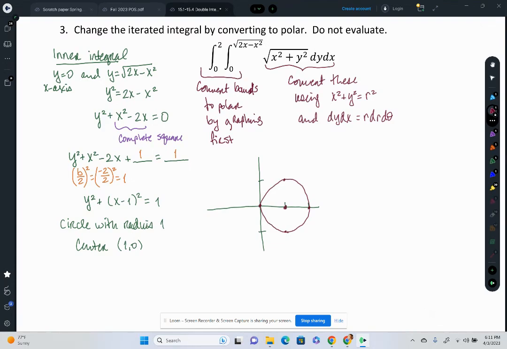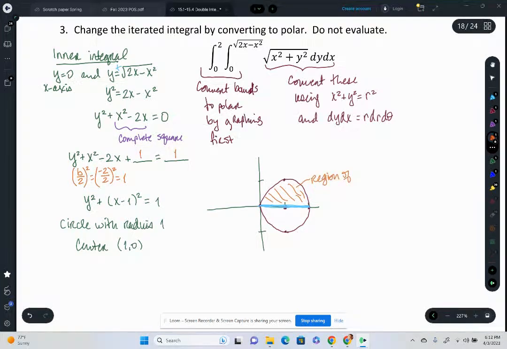And I need to also draw in the fact that y equals 0 is part of my bounds. That's the x-axis. And since y was equal to the positive square root of 2x minus x squared, that means that I'm actually only concerned with the top half of this circle, okay? All right, so this is my region of integration.